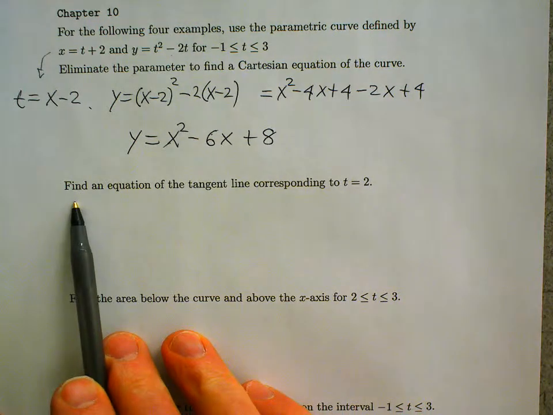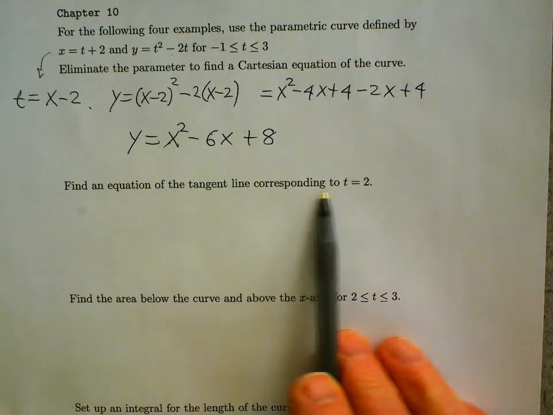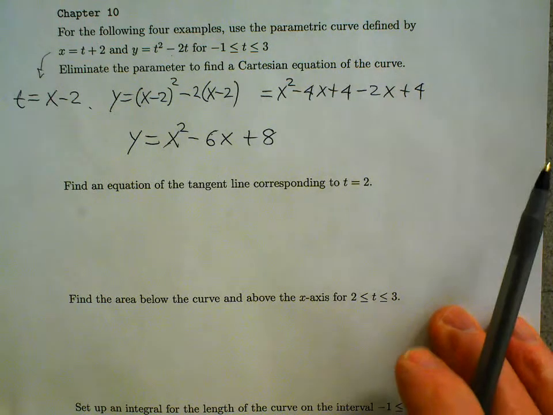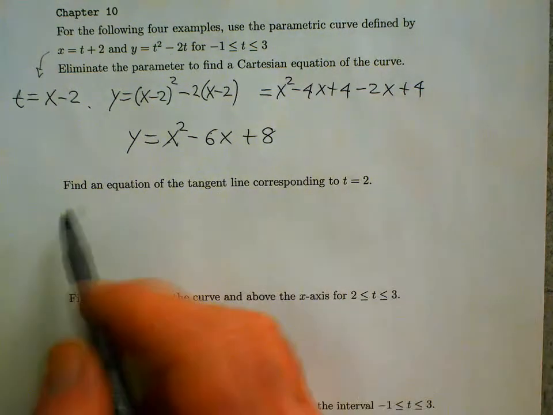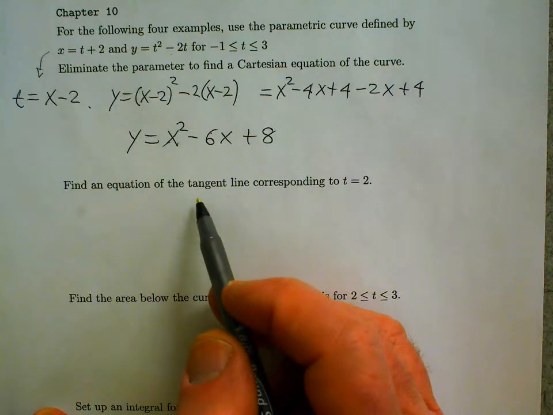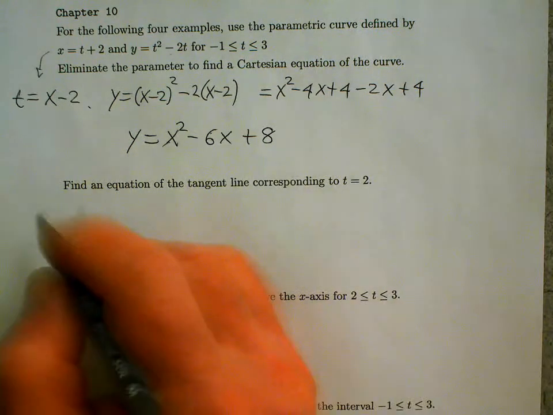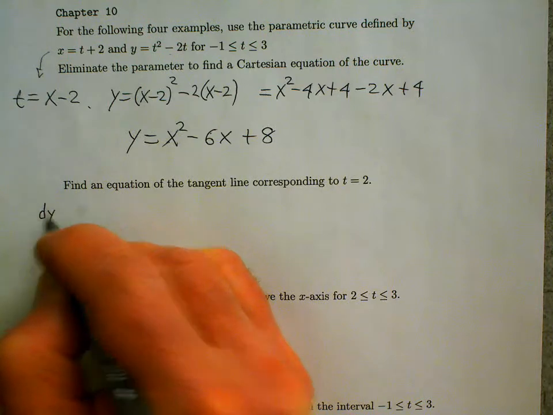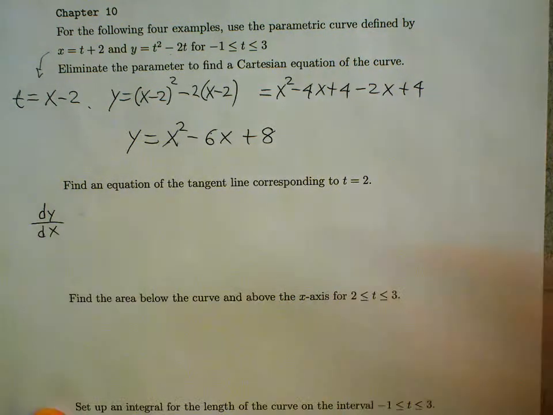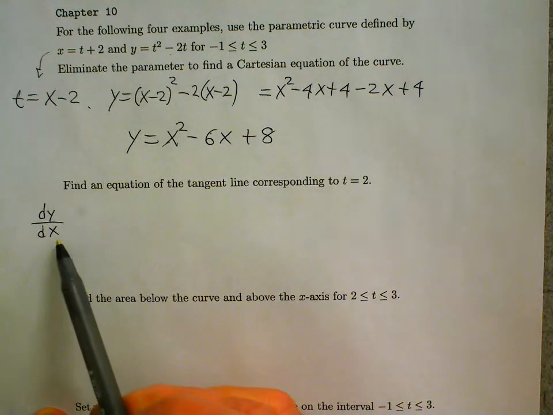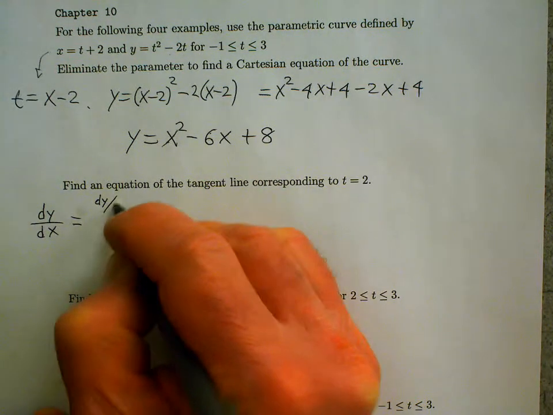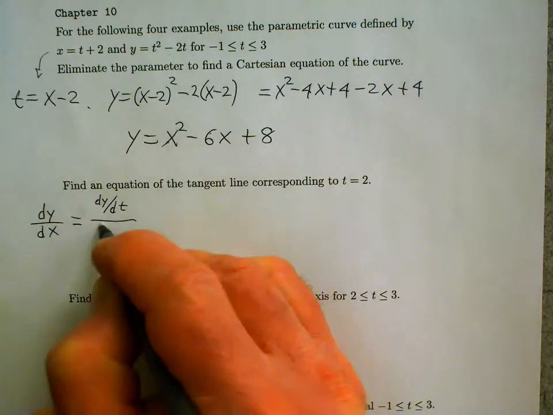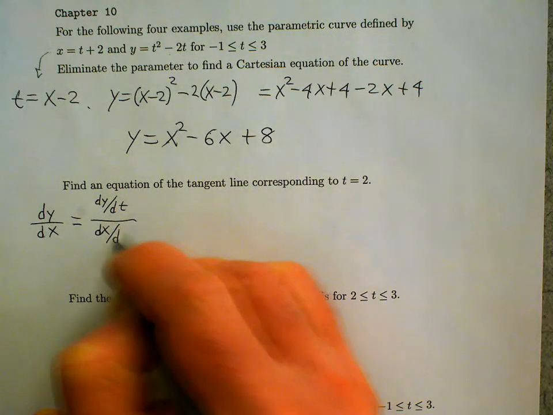Then it says find an equation of the tangent line corresponding to t equals 2. So here we remember in order to find the slope of a tangent line, we need to know the derivative. So if y and x are defined by parametric equations, the derivative of y with respect to x is equal to the derivative of y with respect to t divided by the derivative of x with respect to t.